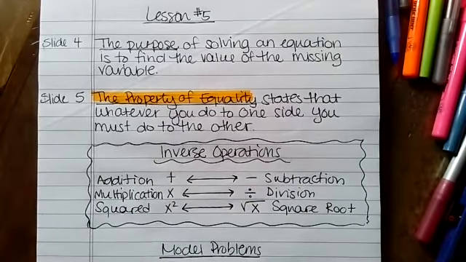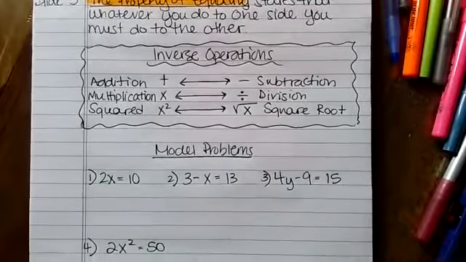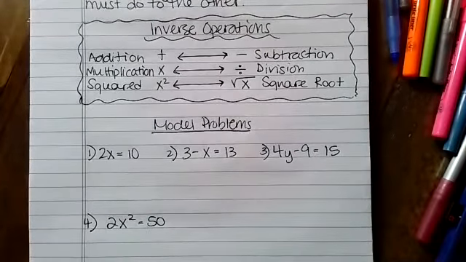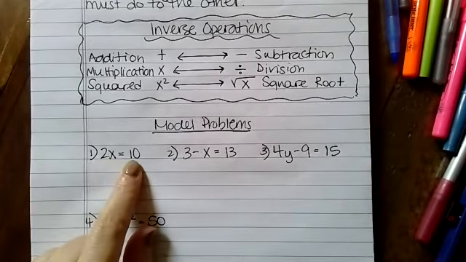Okay, so we have some model problems. I do believe that this is listed on a later slide. So I just wanted to show you, right? So this first example we have is 2x equals 10.